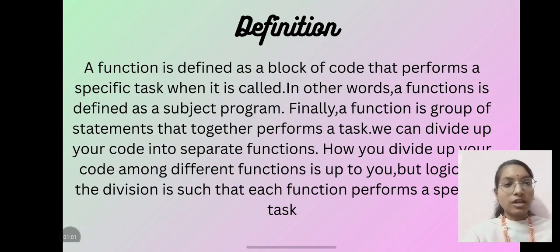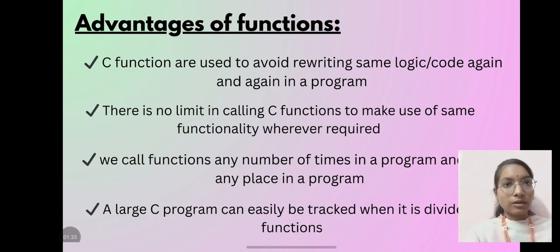Definition of functions. A function is defined as a block of code that performs a specific task when it is called. In other words, a function is defined as a subprogram. Finally, a function is a group of statements that together perform a task. We can divide up our code into separate functions. How you divide up your code among different functions is up to you, but logically the division is such that each function performs a specific task.